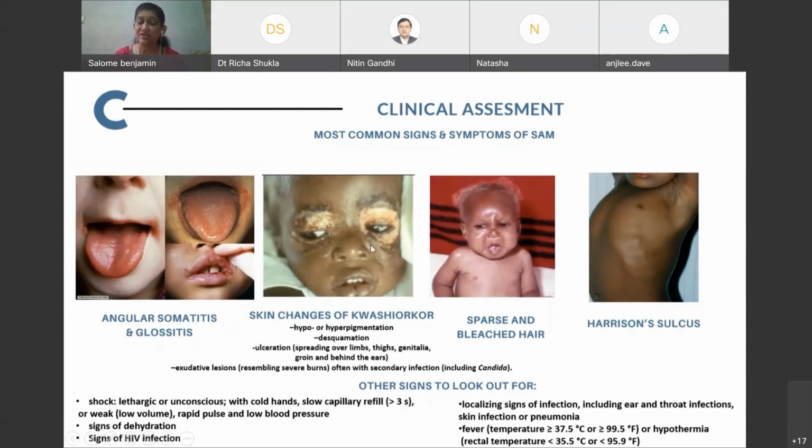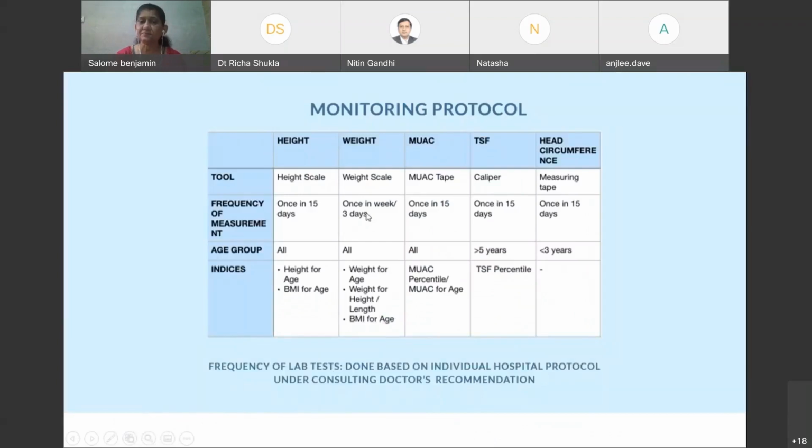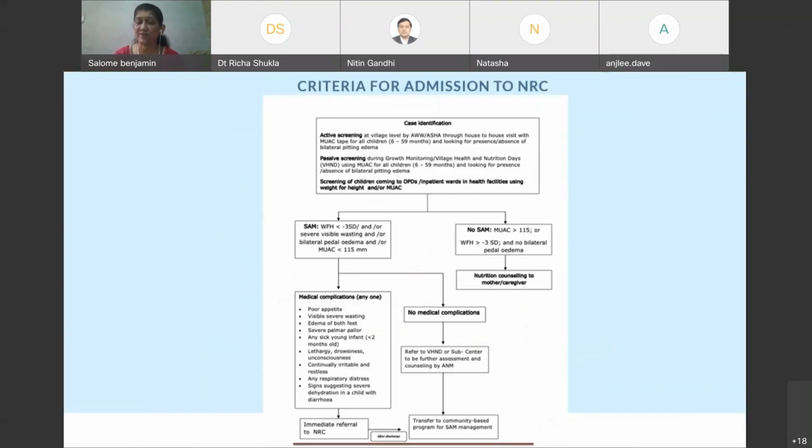The WHO UNICEF has already put up how to go about tackling. The first important thing is that there is a monitoring protocol with height scale, weight scale, MUAC, calipers and measuring tape. Frequency of measurement, how you do it. Initially you do daily weight, and there is no need of doing daily MUAC. You can do it once in 15 days. So these tables are available on the WHO website.